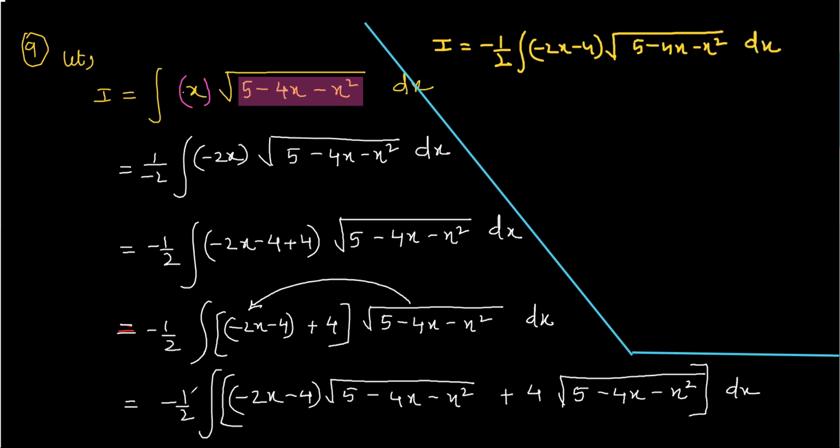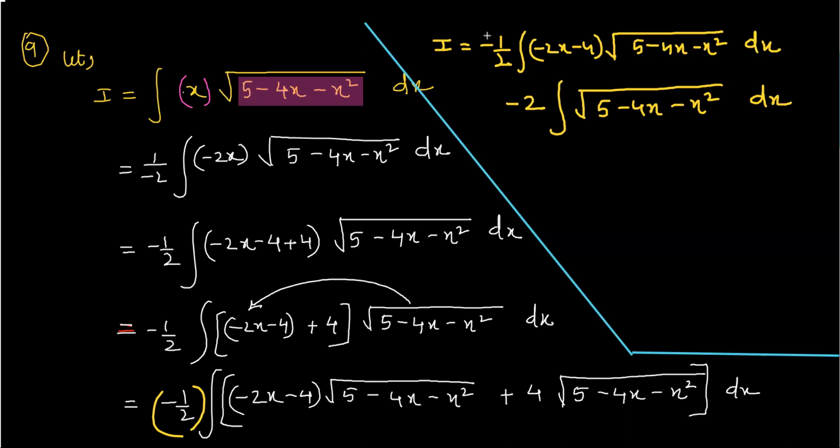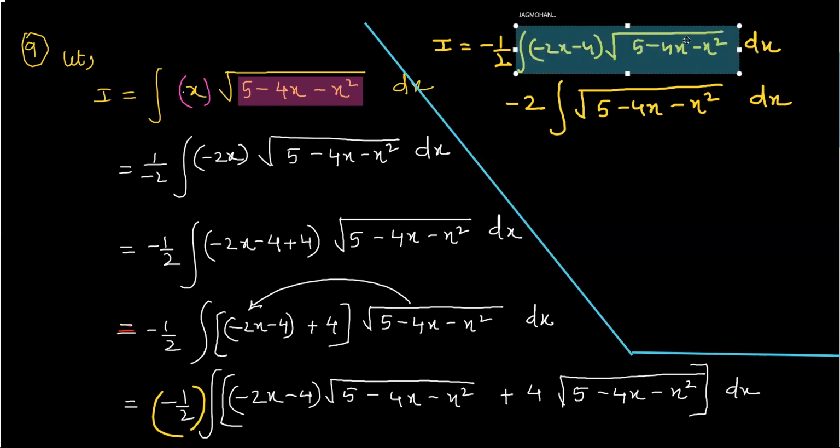Okay, and when this minus half multiplies the second integral, I'll get minus 2 times, because of 2 into 4 and the negative sign, minus 2 times the integral of the square root of 5 minus 4x minus x squared dx. Now here, this first one you will be able to integrate in the very next step. How? Because you notice the derivative of this quadratic is here. So this is the type.